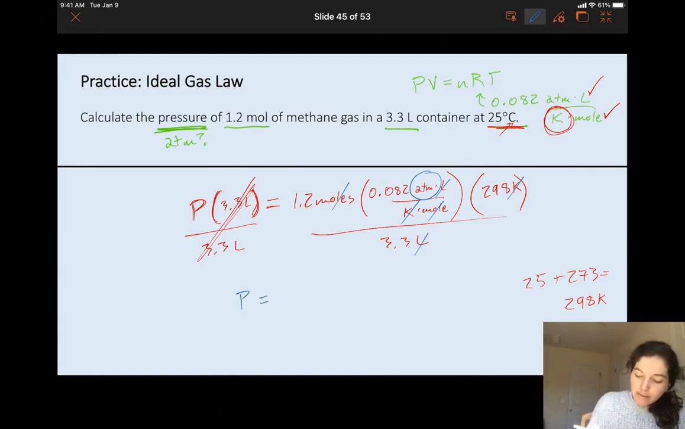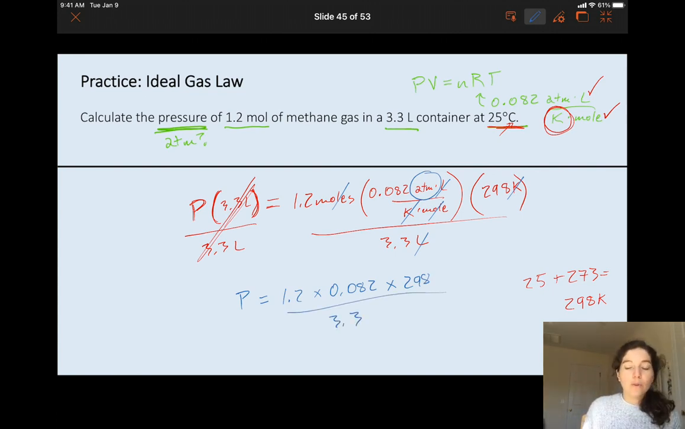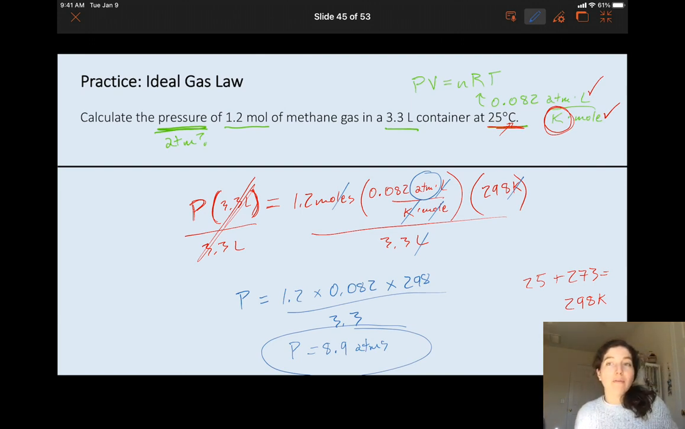So let's find out what that value is in our calculator by doing 1.2 times 0.082 times 298 divided by 3.3. So what you end up with here is that your pressure is equal to 8.9 atms. So that's how you would solve this using the ideal gas law equation.